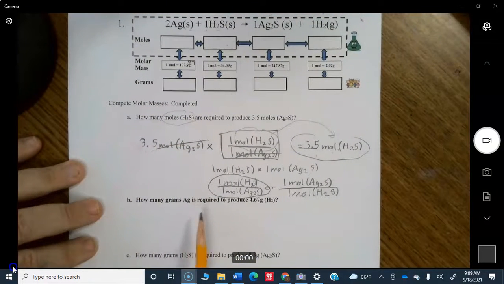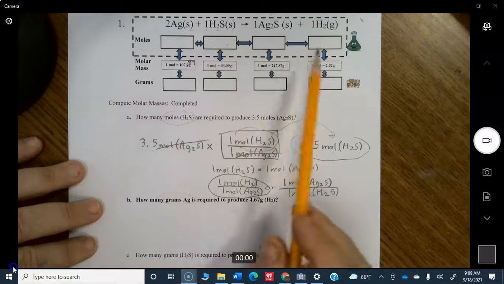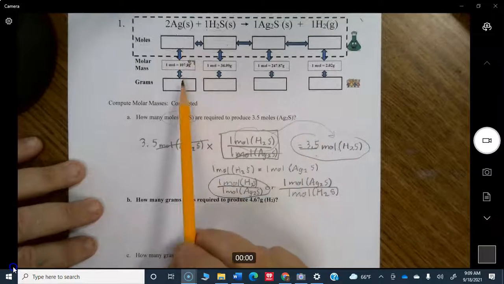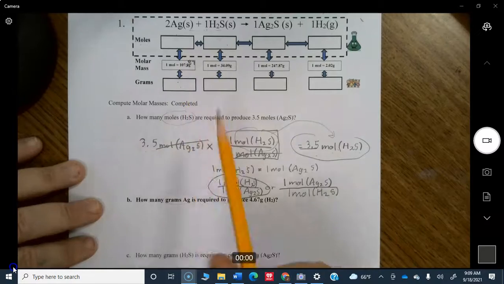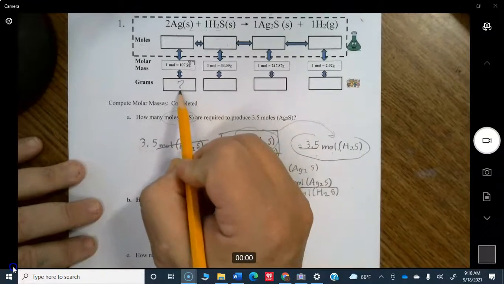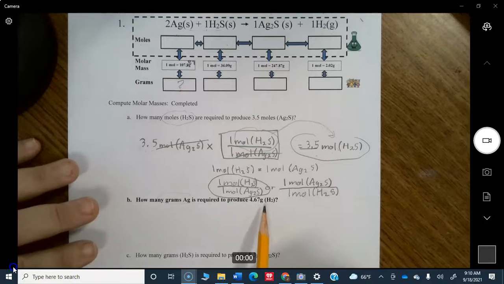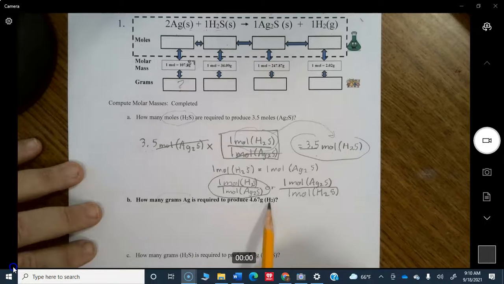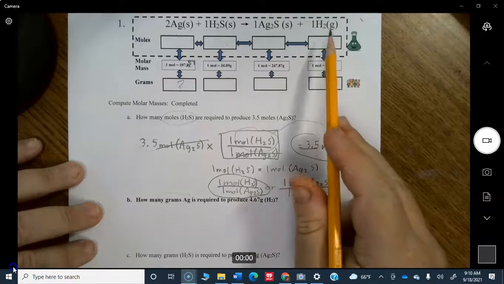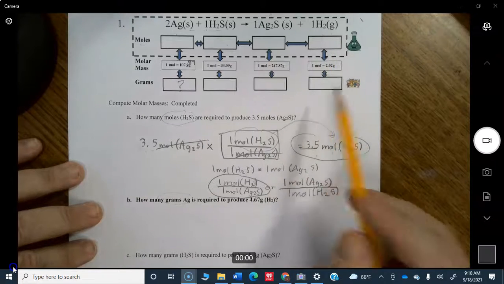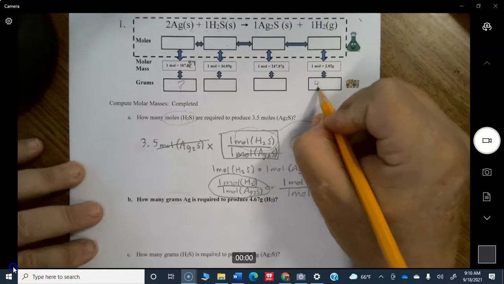How many grams of silver is required to produce 4.67 grams of H2. So what we're looking for is grams of silver. So we come over, we find silver, it's right here, and we go down to the grams row. So it's where the silver and the grams intersect right there. That's the question mark. That's what you're trying to find. What we start with, at least from a math standpoint, is 4.67 grams of H2. So here's H2. Grams is in this row, so 4.67 goes down here.